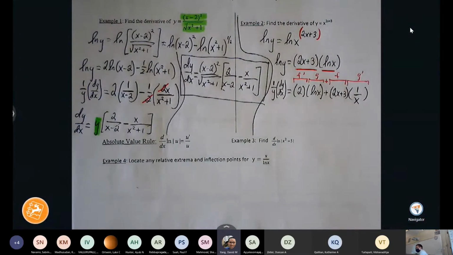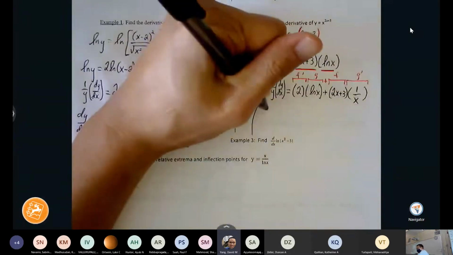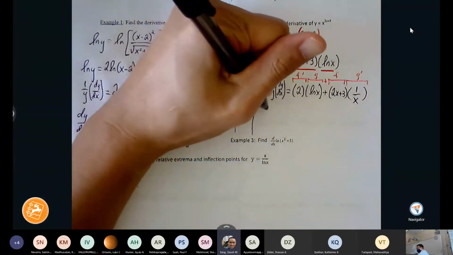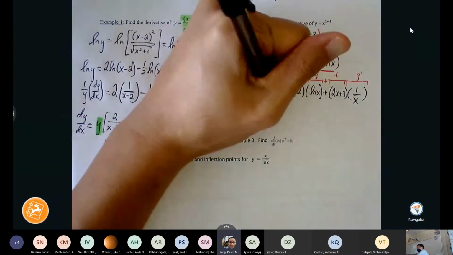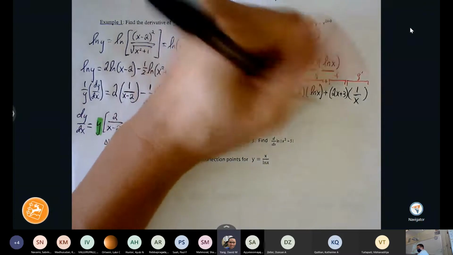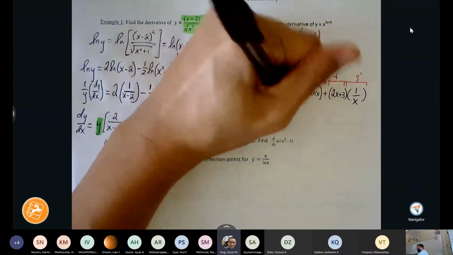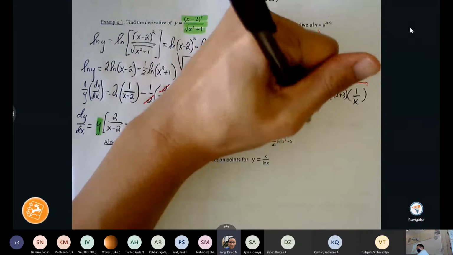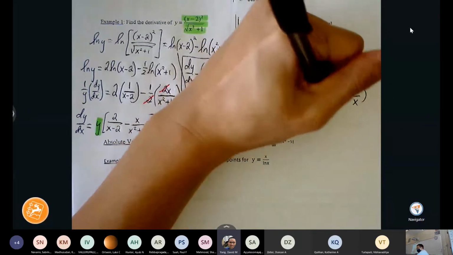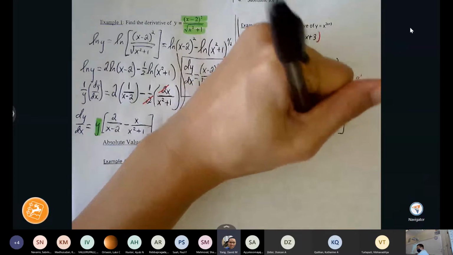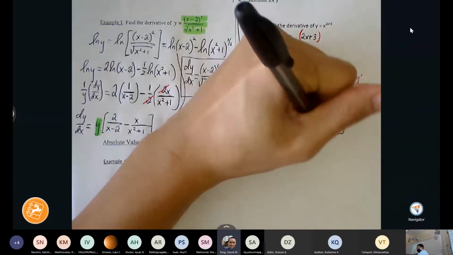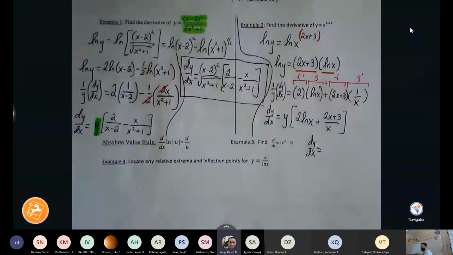Our final thing that we can do is bring that y over to the right side, and replace the y back in terms of x of the original equation. And don't worry about having to clean anything up. If you just leave it all as one big mess, that's okay. Okay, so I see a replacement for y, which is just my original equation.